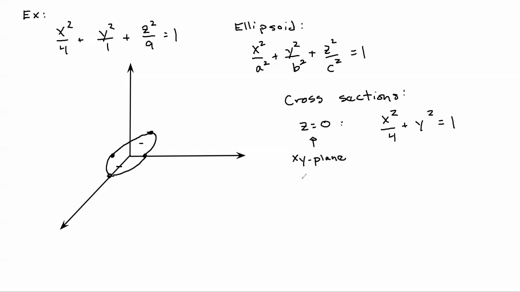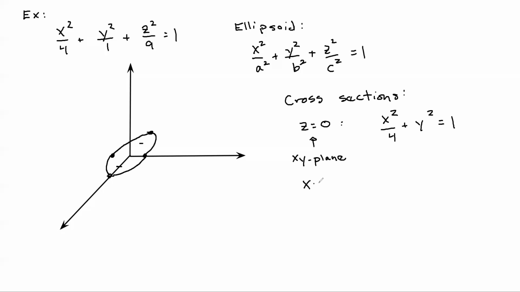Okay, and then to continue generating cross sections, typically we're going to go through and use the xy plane, the yz plane, and the xz plane for our cross sections for our objects. And then if that's not enough to tell what the object looks like, then you can generate more cross sections by picking values for x, y, or z that are not 0, and that will generate cross sections that are parallel to the coordinate planes.